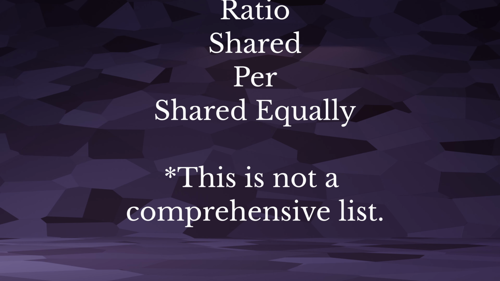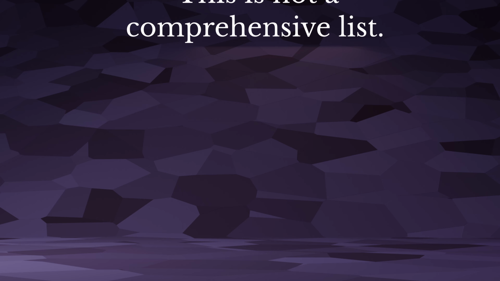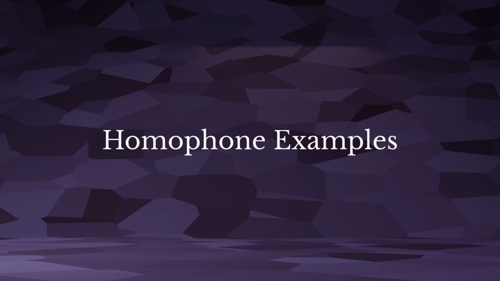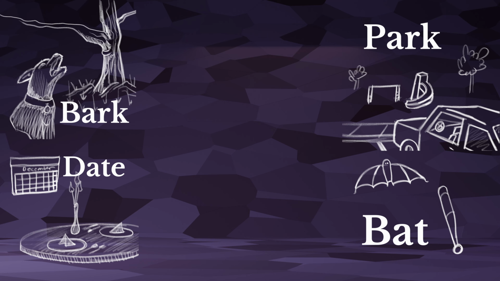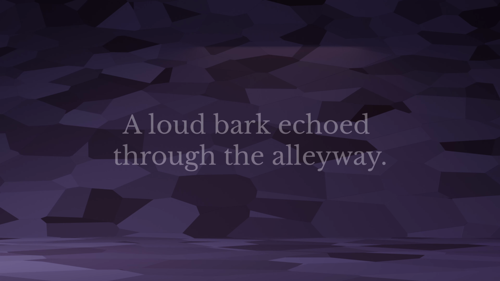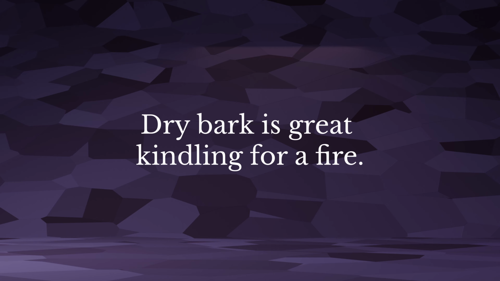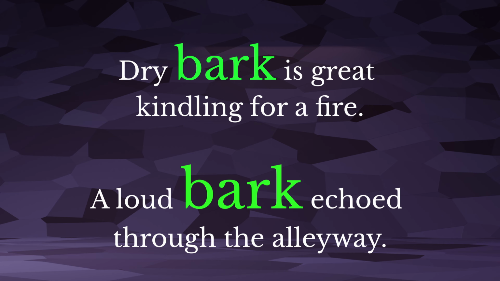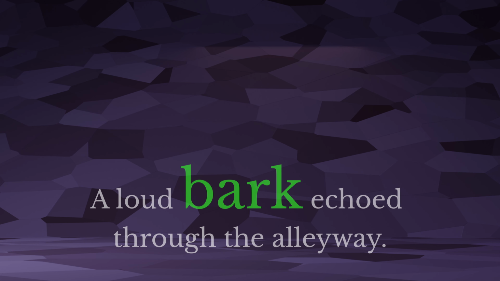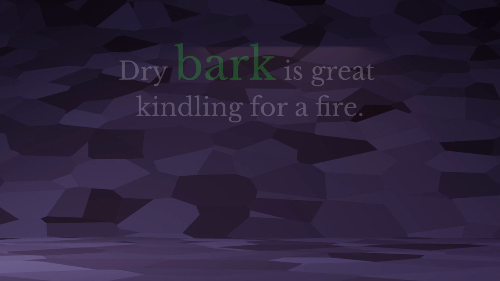In English, words that have different meanings but are spelled or sound the same are called homophones. Bark, date, bat, park, and you can probably think of a lot more. Consider the phrase, "a loud bark echoed through the alleyway," or "dry bark is great for kindling a fire." Even though the spelling is the same, the context of these sentences provides the insight into which bark is being used. The first sentence is clearly an animal bark. The second phrase is the bark of a tree.